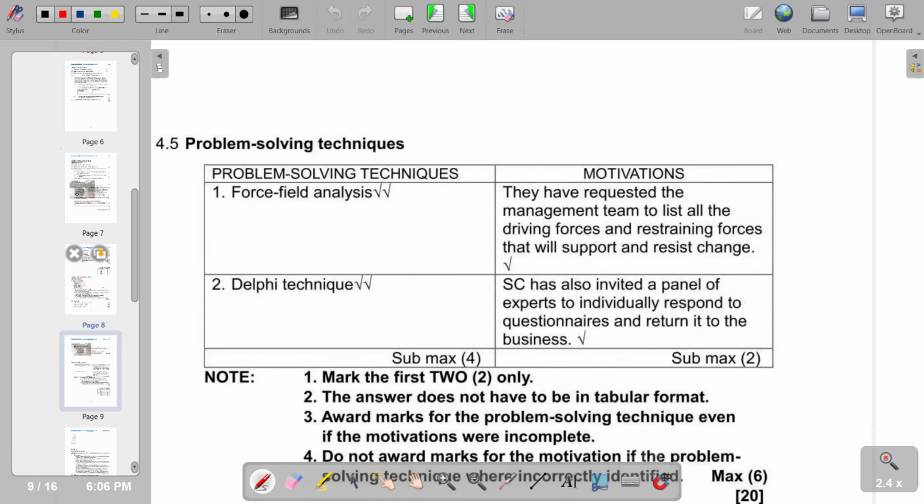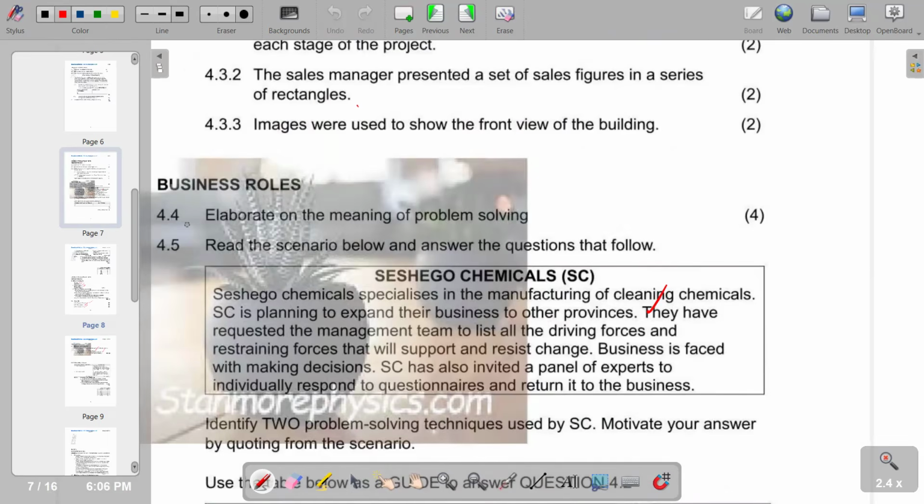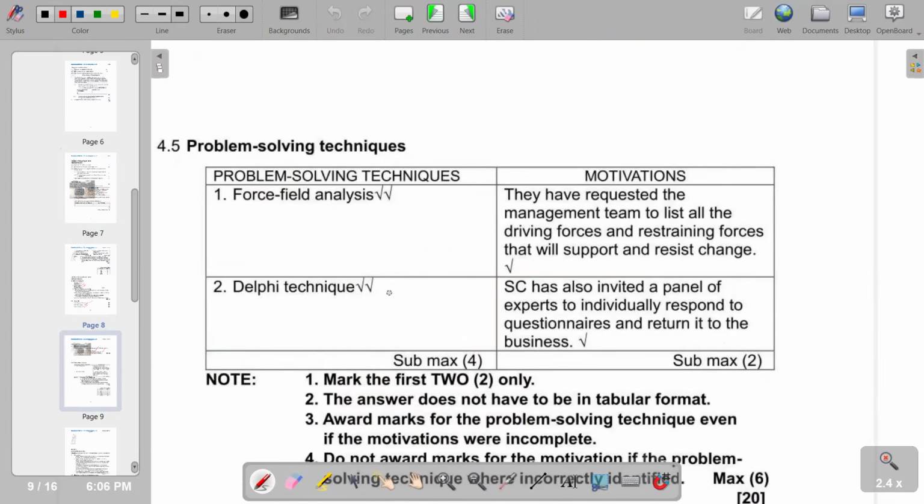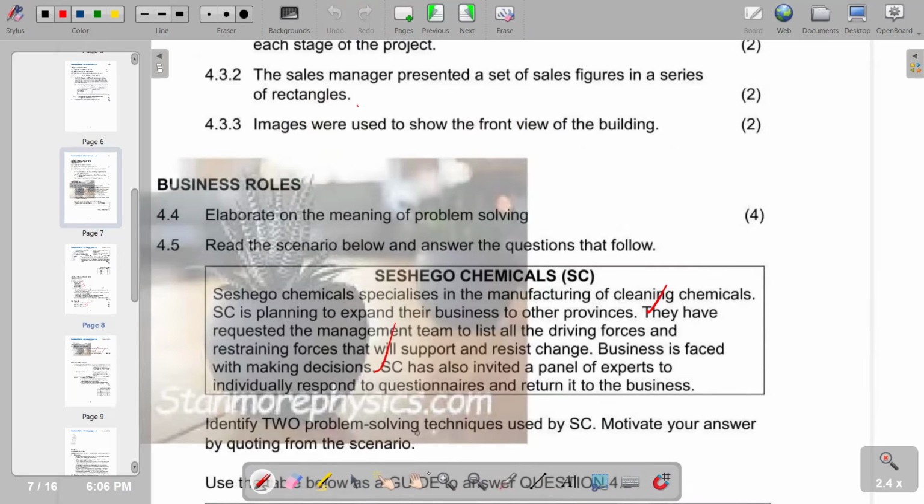And then we try to go back and identify another problem-solving technique that we have there. If you come to this sentence: SC has also invited a panel of experts to individually respond to questionnaires and return it to the business. So you'd see that this is the Delphi technique. This is also mentioned in our answer section, where we say the Delphi technique is identified in the sentence which reads: SC has also invited a panel of experts to individually respond to questionnaires and return it to the business. So that is our 4.5.